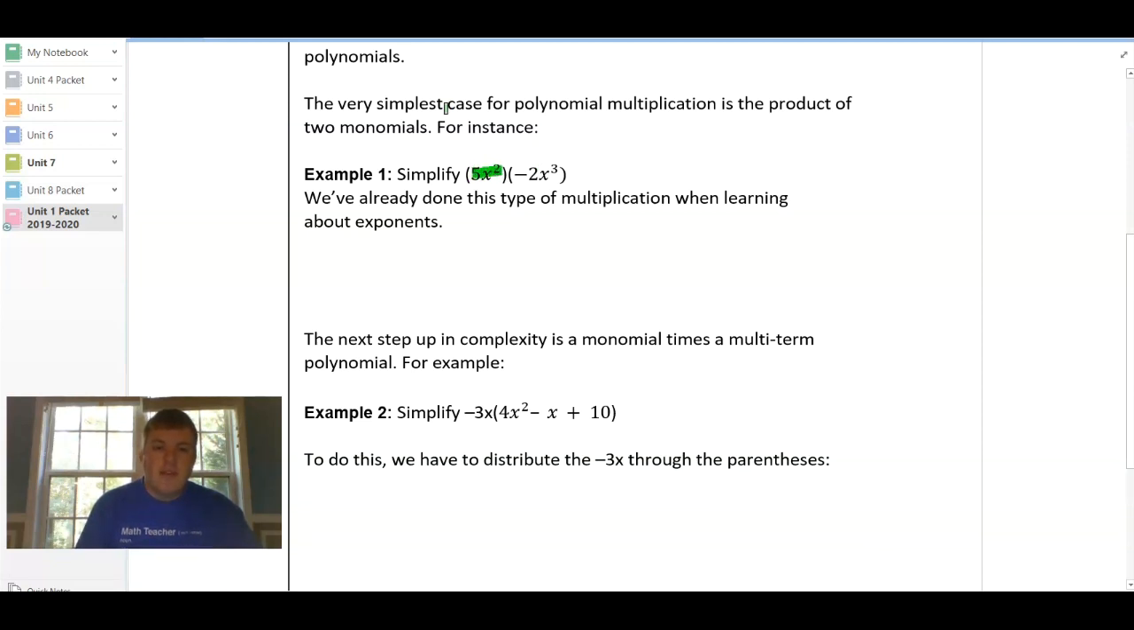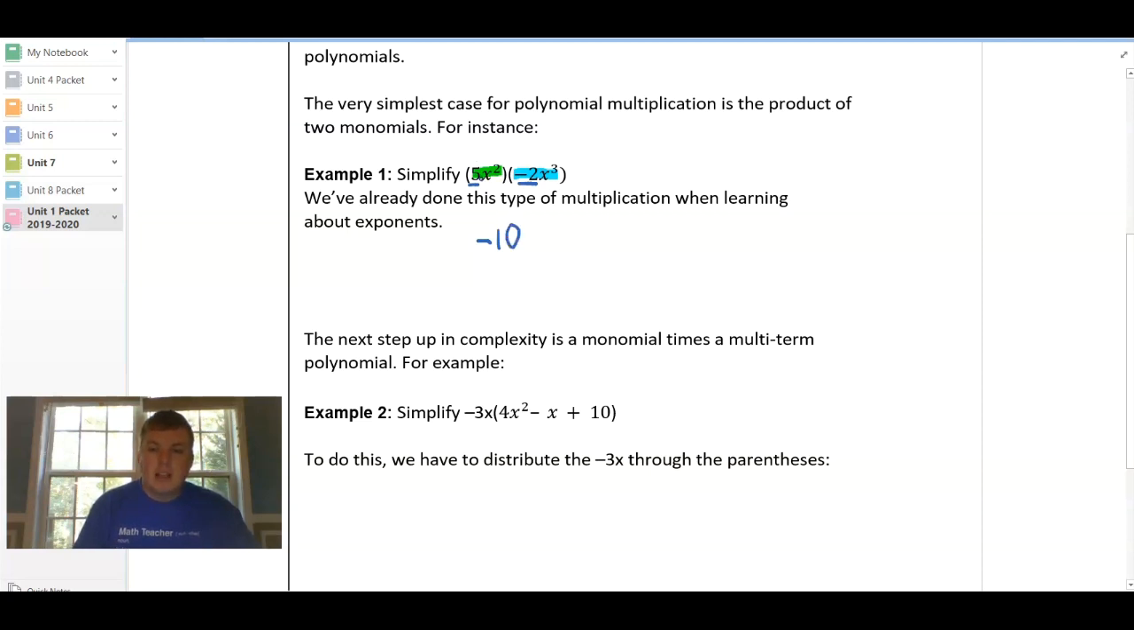So we're taking 5x squared, that's one monomial, times negative 2x cubed. And we're going to use our exponent rules that we talked about in the last video to help us out a little bit. So we're going to start with the easy part, and just multiply together the coefficients. Remember, the coefficients are the numbers that are in front of the variables. We're going to multiply those together, so 5 times negative 2 gives me negative 10.